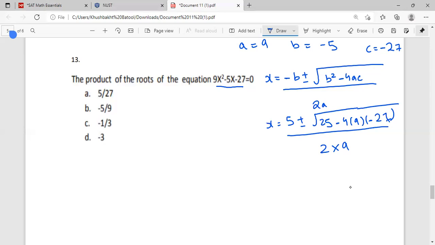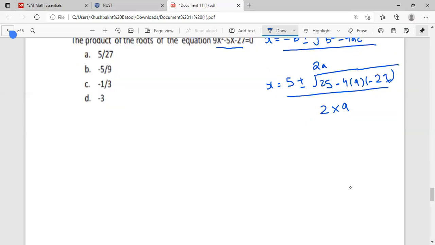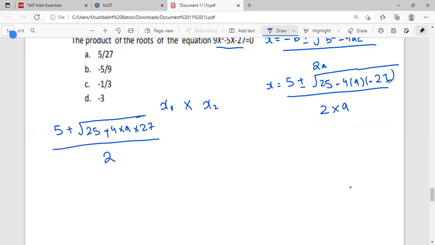So let's just write it again this way. Because they said that we are going to multiply the two roots. The first root is 5 plus under root 25 minus 4 into 9 into minus 27, and this would become plus, divided by 2 into 9, multiplied by 5 minus under root 25 plus 4 into 9 into 27 divided by 2 into 9.